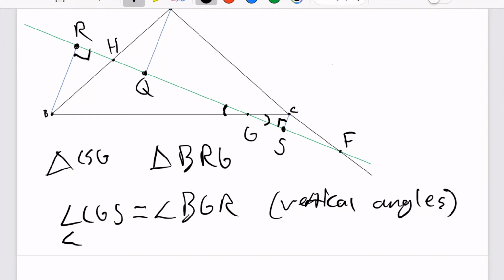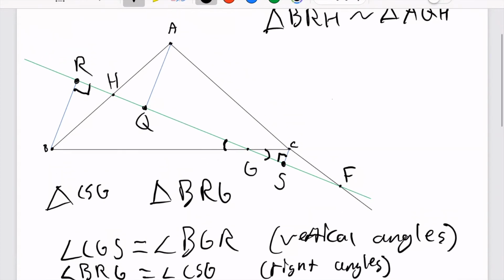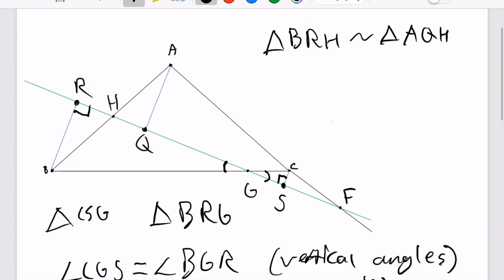Okay, so now let's not do that again. So I'll make this look better. This will be these two 90-degree angles here. So angle BRG will be equal to angle CSG because they are right angles. Okay. And is that all? All right.